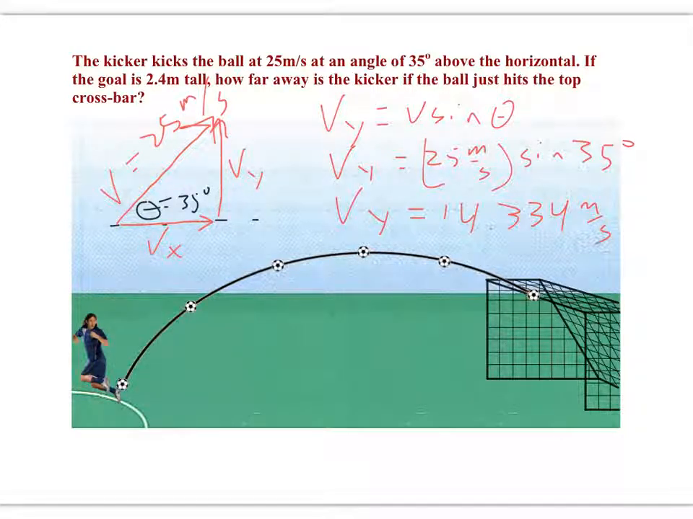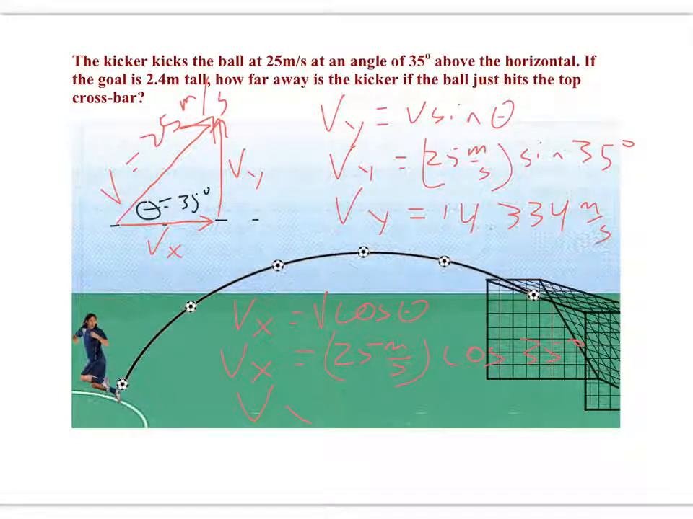The v, the 25 meters per second, is the hypotenuse of my triangle. The Vx, given where theta is in that corner, would be the adjacent part of the triangle. So the trig function that's going to relate Vx and v will be the cosine function. So Vx is equal to v times cosine of theta. Vx is equal to 25 meters per second times cosine of 35 degrees.